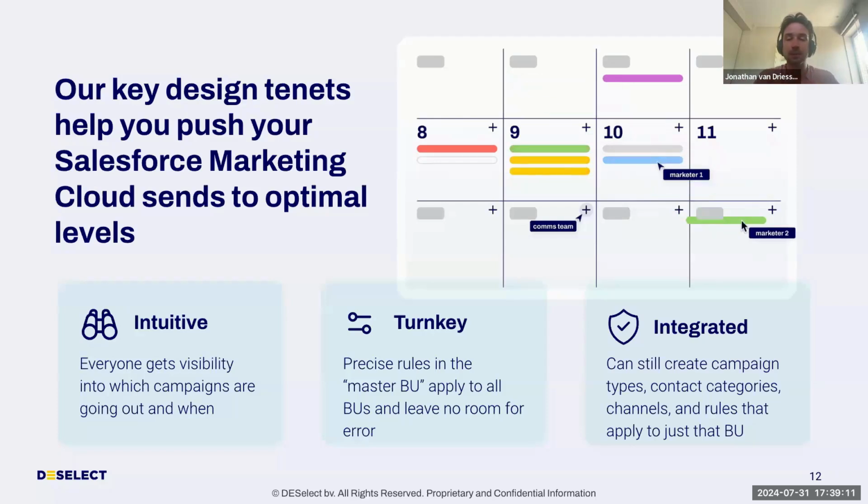Now, when it comes to being turnkey, we pride ourselves in providing applications that can be installed in under 15 minutes and that can immediately be used without going through a long implementation process. So also here, when it comes to cross-BU saturation control, it's going to be easy to set up these rules in the master BU, and it's going to immediately be applied in the other business units. This is just a few minutes of work, and you're ready to go and apply cross-BU saturation control.